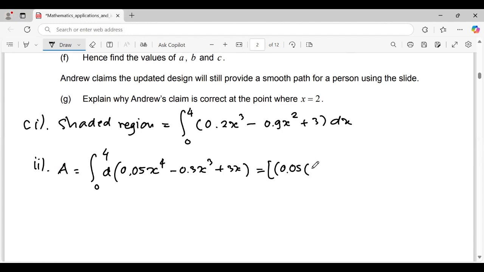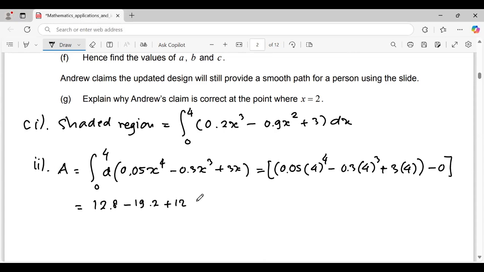0.05 times 4 over 4, 0.3 times 4 cubed, plus 3 times 4, minus 0. If you substitute 0 here, here, and here, all of this becomes 0. So it's going to be 12.8, 19.2, plus 12, 5.6 square meters. Next, part D.